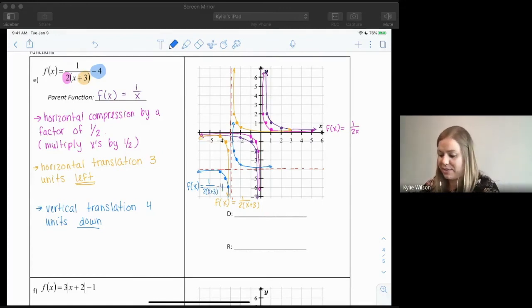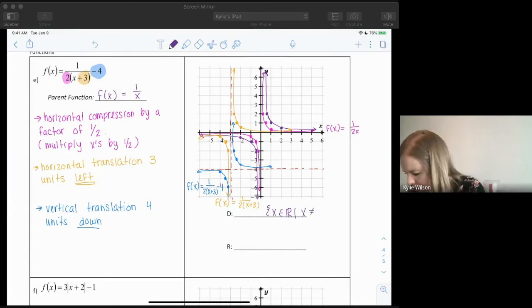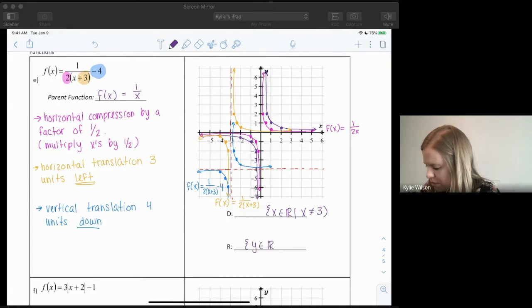Finally, our domain and range. Once you know where the asymptotes are, the domain and range are pretty straightforward. So our domain, we have x is an element of real numbers such that x cannot equal 3, because we have our asymptote going through x equals 3. And for our range, y is an element of real numbers such that y cannot equal -4, because our asymptote is going through y equals -4.